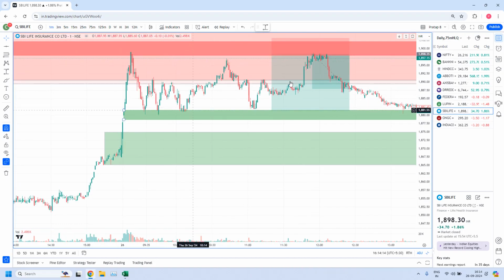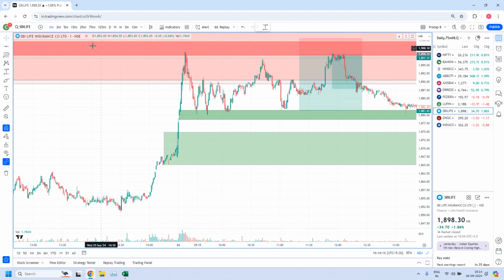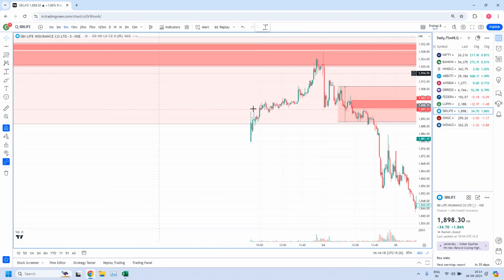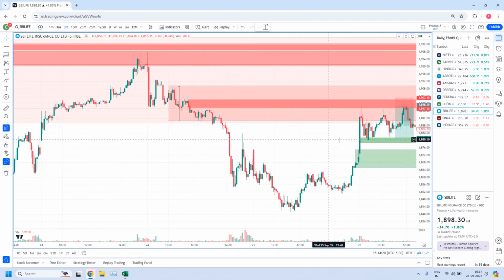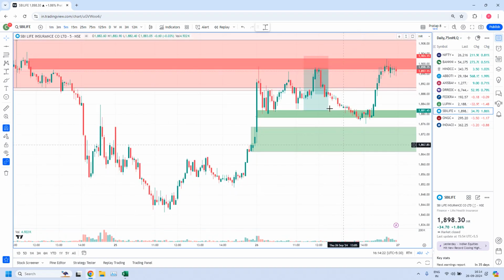So by keeping all these observations, now let me shift to the 5 minutes time frame. By keeping all these observations, I decided definitely we can plan another trade here. By this time we already missed 2 opportunities. This is the first opportunity, this is the second opportunity.